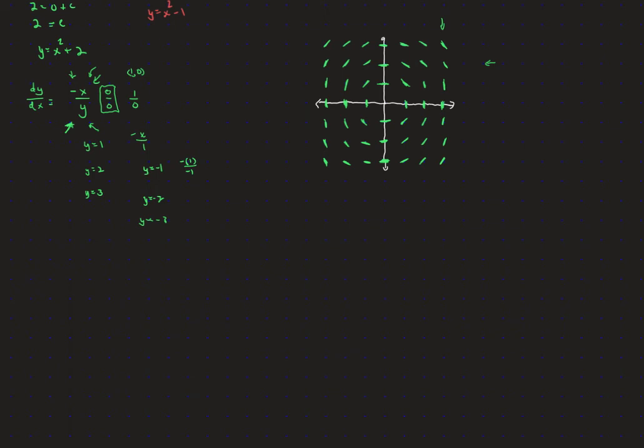Let me erase some of this stuff to create some space. We're going to try to separate the variables here and solve the differential equation. When you look at this, it looks like solutions are going to be circles. But be careful. Remember that solutions to differential equations must be functions. So if we get an initial condition that has a positive y, we're going to get a semicircle, but only the top half.